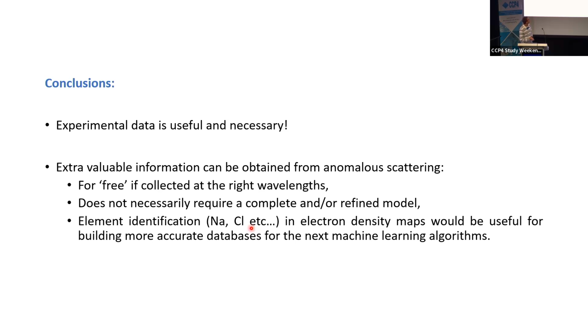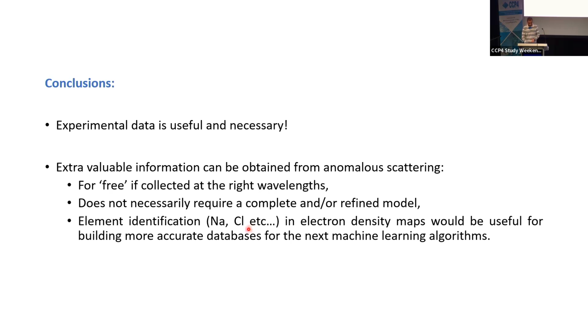The nice thing with collecting anomalous data compared to F double prime or even compared to, for example, using servers like Check My Metal, things like that, is that you don't necessarily need a complete model or a completely refined model to calculate these maps. So quite often, before AlphaFold, people came with a polyalanine model. They couldn't build the side chains. And that was enough basically to solve by molecular replacement and to get the anomalous peaks. So that means we have pretty good confidence even if your model is not good. The other methods do need you to have a pretty good model.